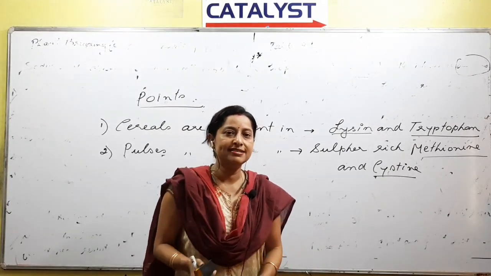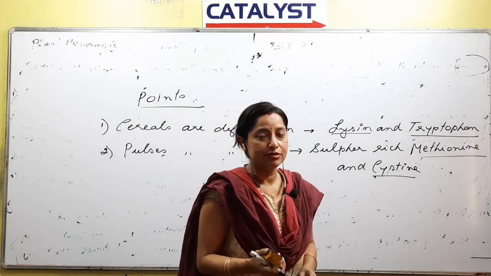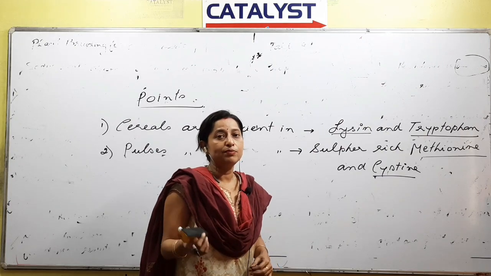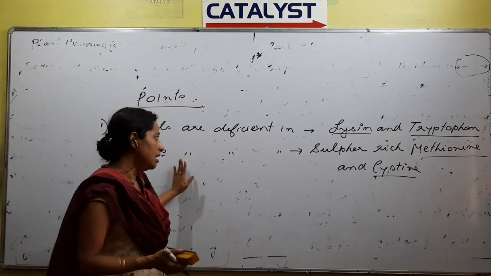Pulse and cereal, what do we understand? Cereal examples are rice, wheat, etc. These are examples of certain types of cereals, right? If you are talking about pulses, the pulses could be the different types of dal that we have, right? Lentil is an example of a pulse, right?